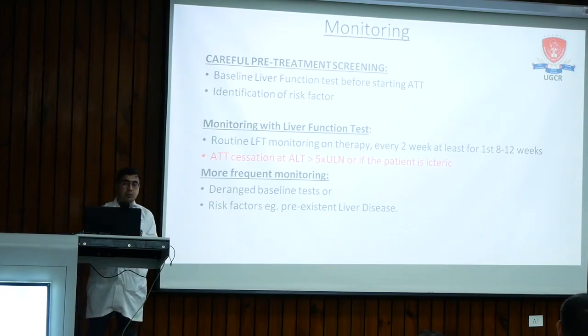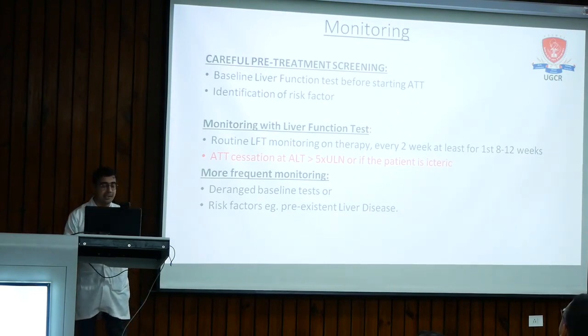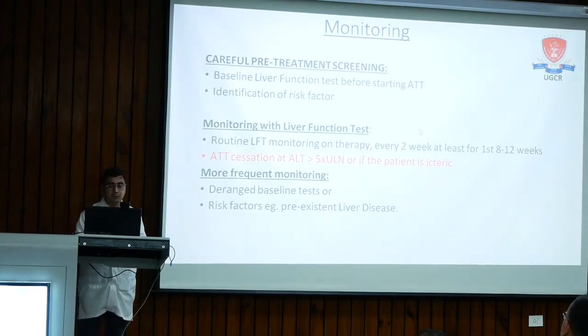So, what should be done so that this type of acute liver failure or mishap should not happen with this drug? Before starting ATT, liver function tests in the form of bilirubin, AST, ALT, that is aspartate transaminase and alanine transaminase, should be done. If the patient has any risk factor mentioned in the previous slide, the patient should be monitored carefully with LFTs every second week, at least for the induction phase, which is of 2 months.